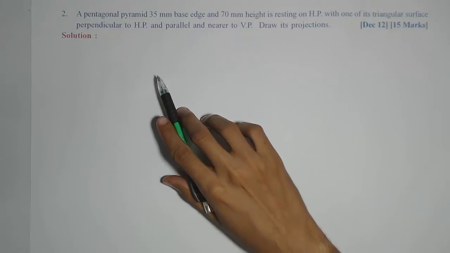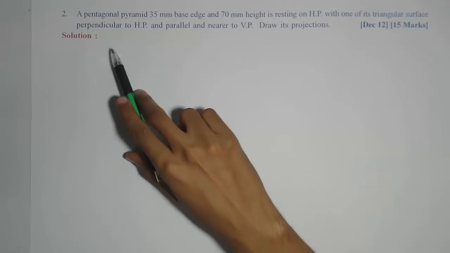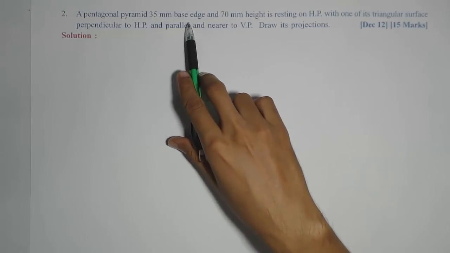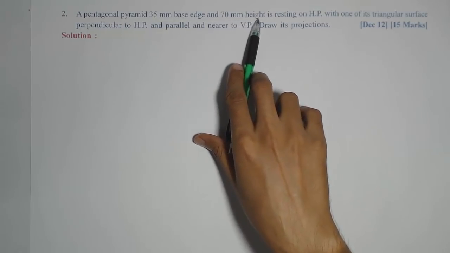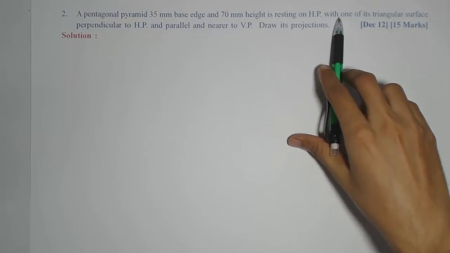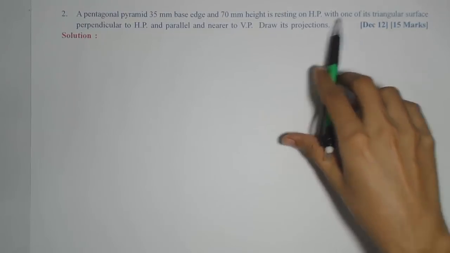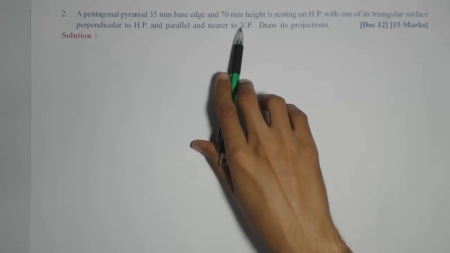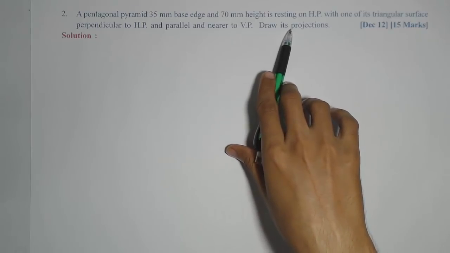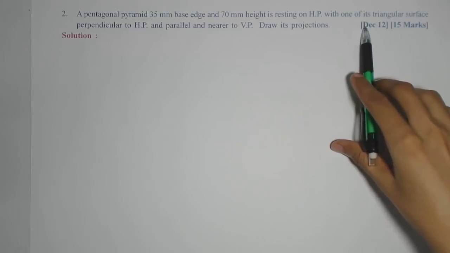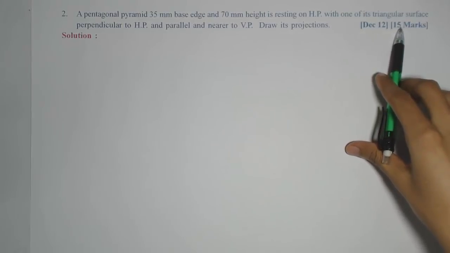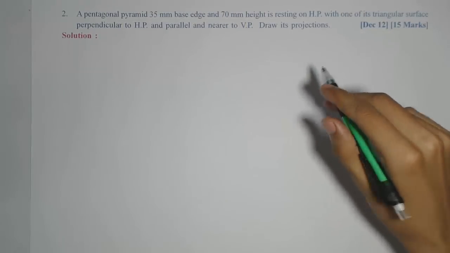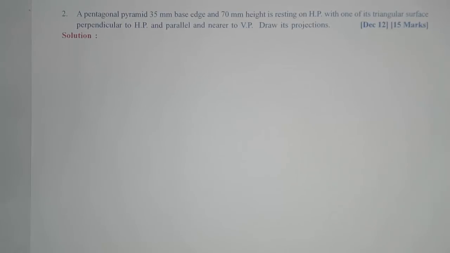Now, second problem for pyramid. A pentagonal pyramid, 35 mm base edge and 70 mm height, is resting on HP with one of its triangular surfaces perpendicular to HP and parallel and nearer to the VP. Draw its projection. This question was asked in December 12 for 15 marks. So obviously since it is a pyramid, it is a three-stage problem.